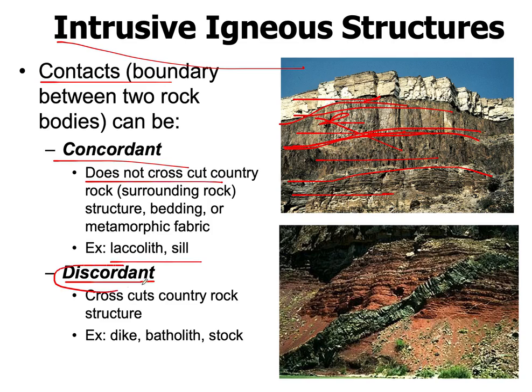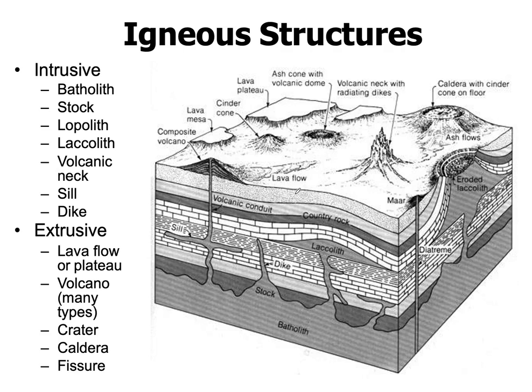And there are things which cross cut, which are known as discordant. They cross cut the country rock. You can see this is a dike example. This is cross cutting, right? You can see these are cross cutting things, and that's why they are known as discordant. Examples are Dikes, Batholith, we will discuss that. Stock, what is that?